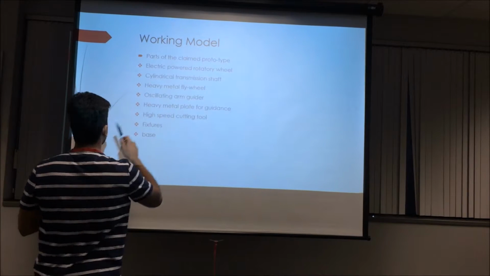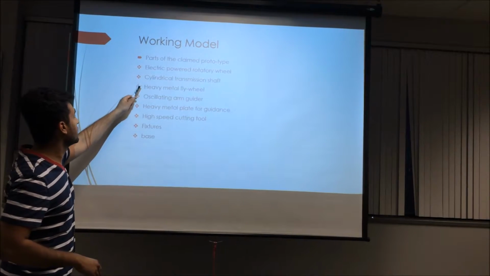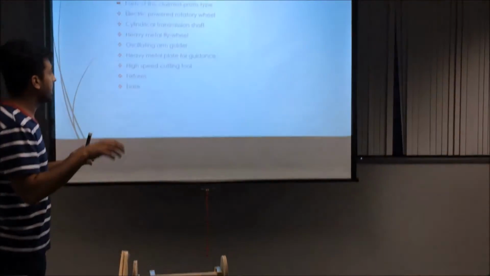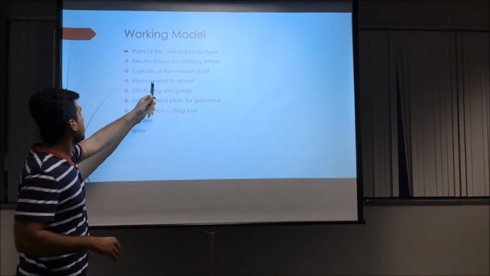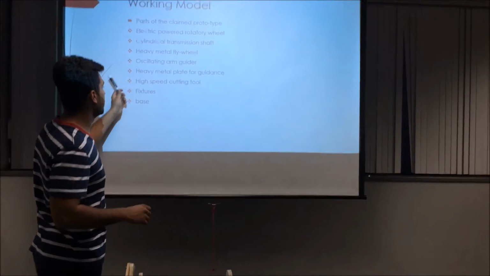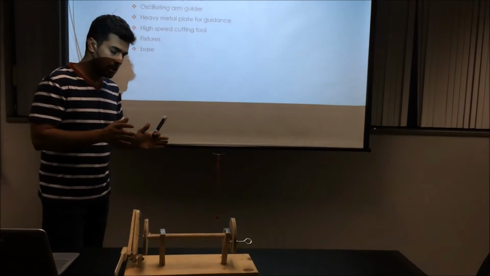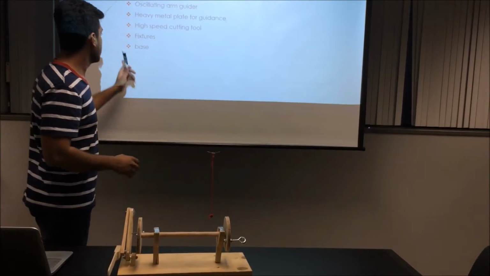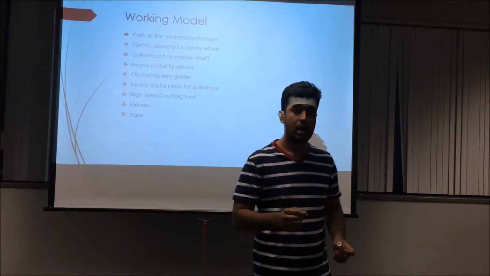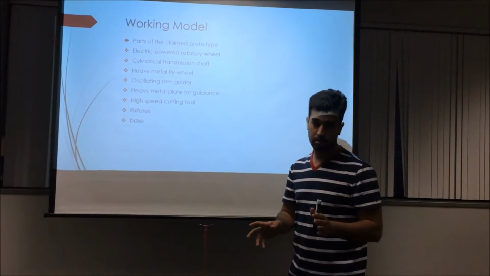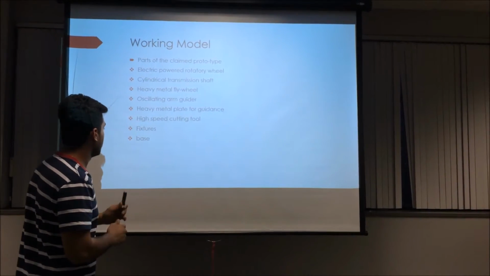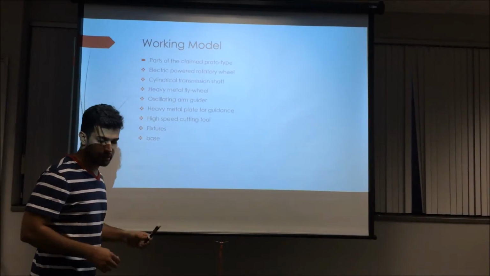You can see the first part is the electric powered rotary wheel, the second one is the cylindrical transmission shaft, which is guiding the flywheel. The third part is the oscillating arm, which is connected to the flywheel, and a heavy metal plate for guidance, which is guiding the blade forward and backward. Then the high speed cutting tool. When we talk about the blade, they could be using different kinds of metals as the cutting tool. We'll not discuss that one in detail. And we can see we have basic fixtures and base.